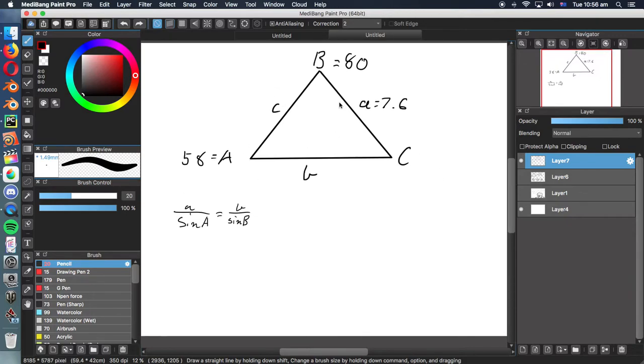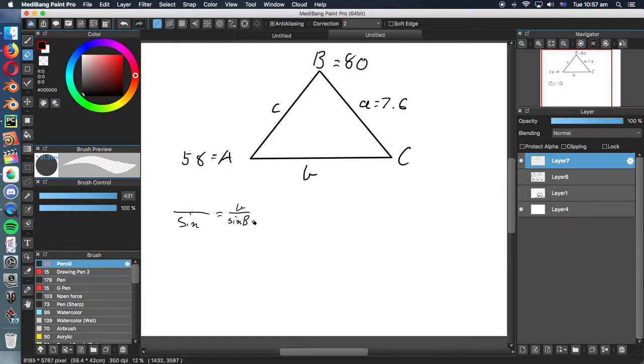To find the missing length, we want to find B. You need at least three variables to find the rest of the triangle. Like we can find the degree of this one by adding these together and subtracting from 180, and then we can do the same thing. But anyway, to find B, first we've got to substitute the values into the formula. It's pretty straightforward. Everyone can do this.